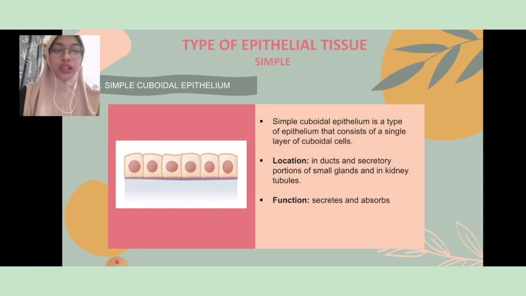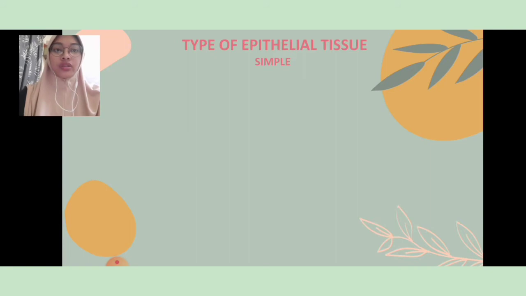The second one is simple cuboidal epithelium. Simple cuboidal epithelium is a type of epithelium that consists of a single layer of cuboidal cells. We can find this tissue in ducts and secretory portions of small glands and in the kidney tubules. The function of this tissue is to secrete and absorb.